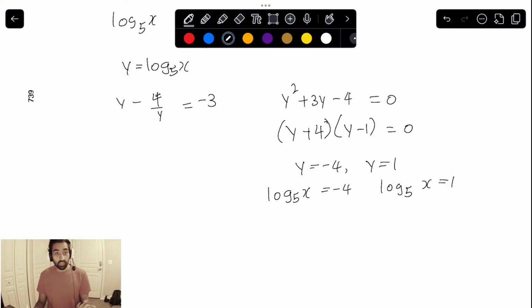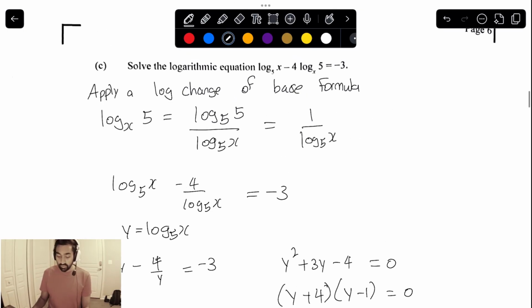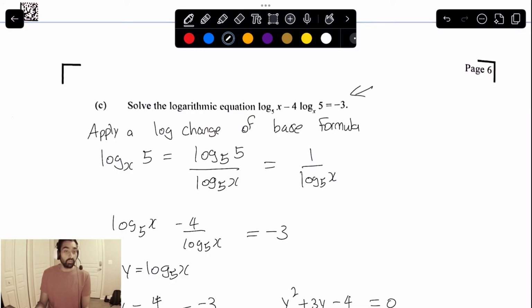And now we just have to undo what log means. This means that you basically take 5 to the power of both sides, and you get x is equal to 5 to the minus 4, or x is equal to 5 to the 1. Well, 5 to the 1 is just 5. You can put the other in your calculator. This is just 1 over 625. If you have some extra time in the exam, I highly suggest using these values of x and checking that this equation is indeed true. And you'll see that it is.